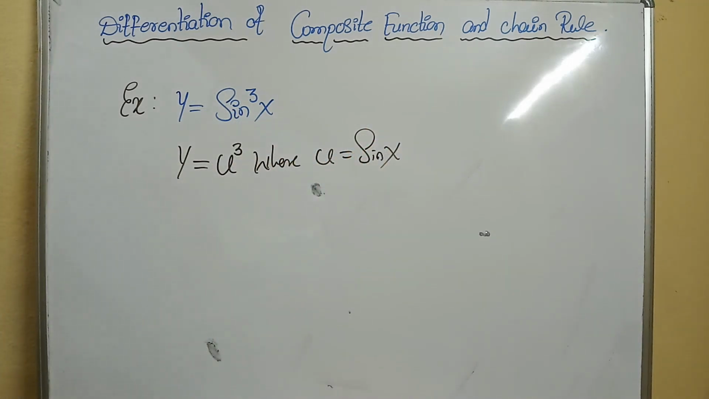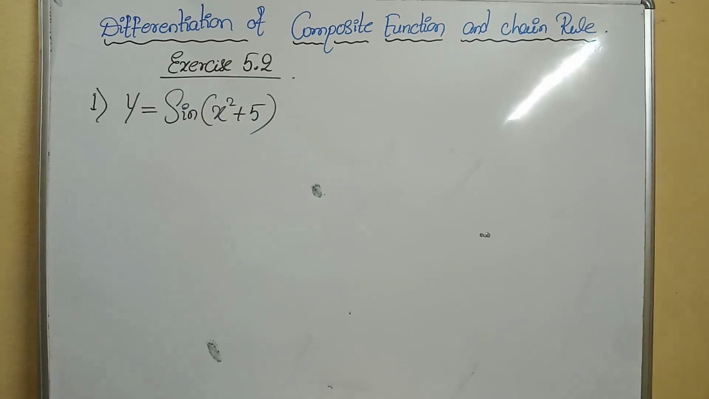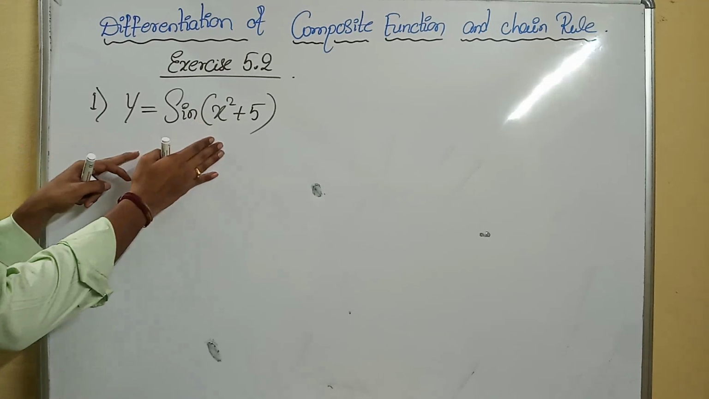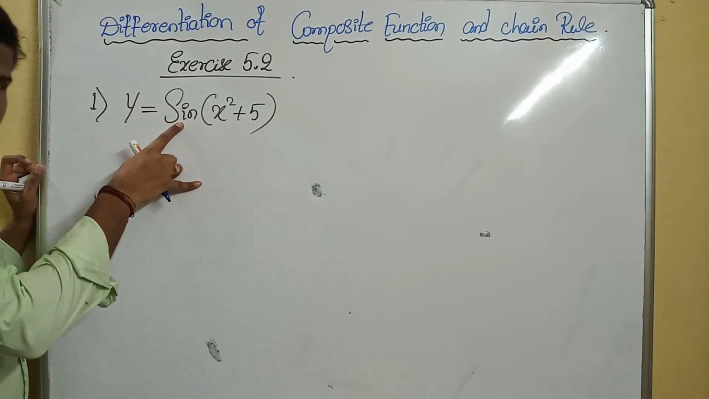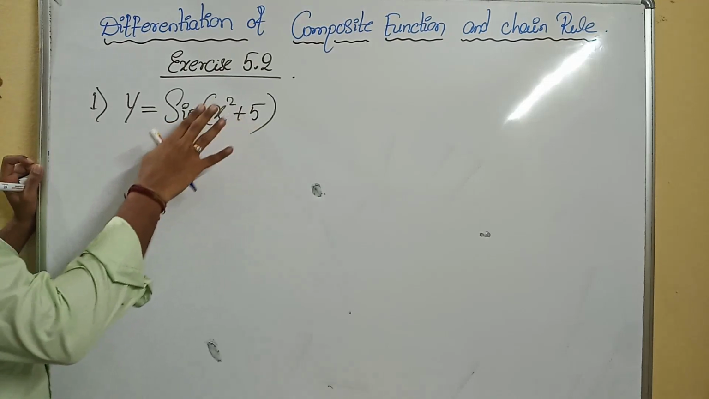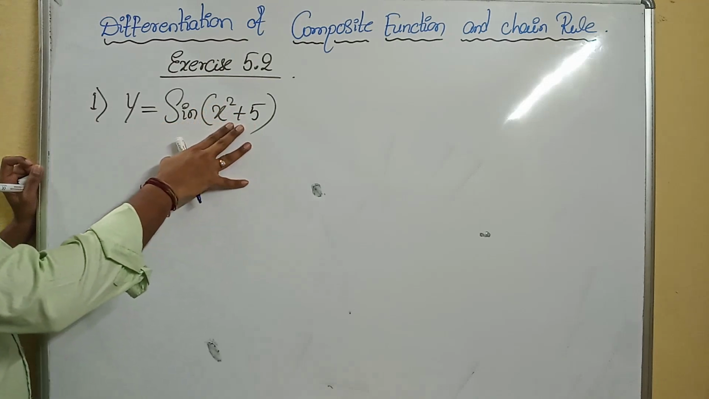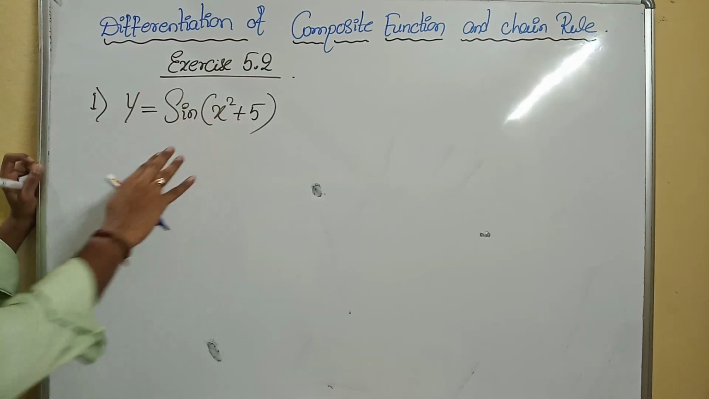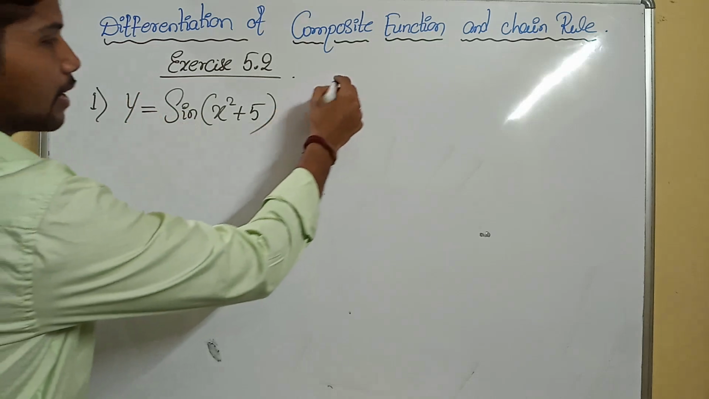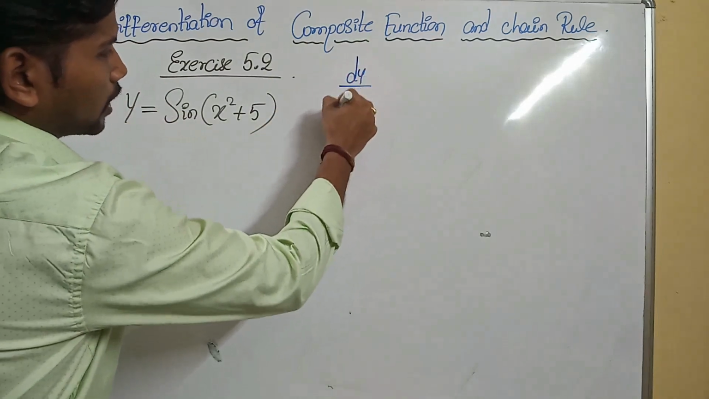Now I'd like to discuss a particular exercise example. Now we need to understand how to differentiate the given function. Sine is a trigonometric function. x square plus 5 is a polynomial function. How do I differentiate the given function? I told you how to write it directly. If you want to try, you can try directly also.